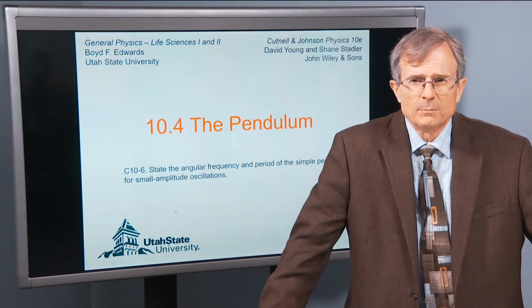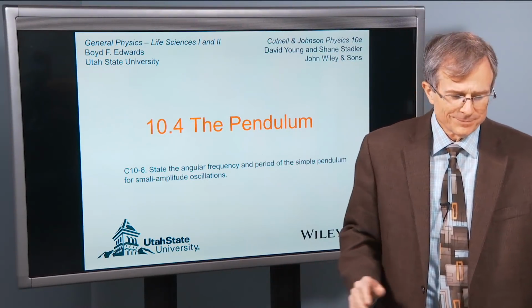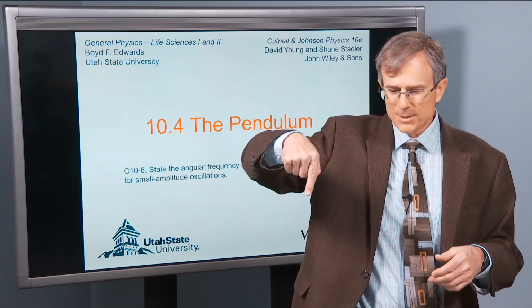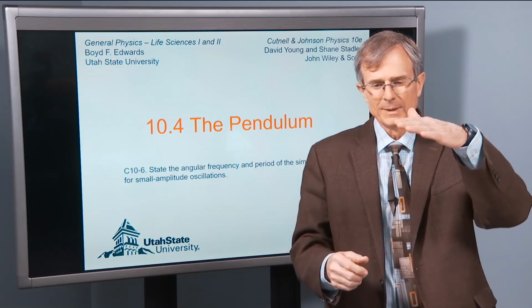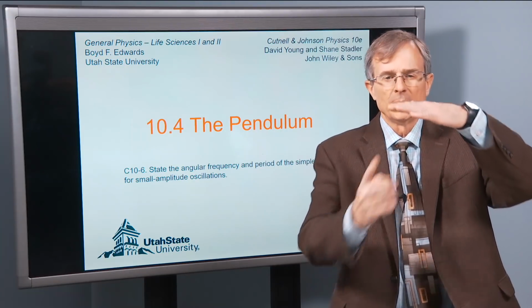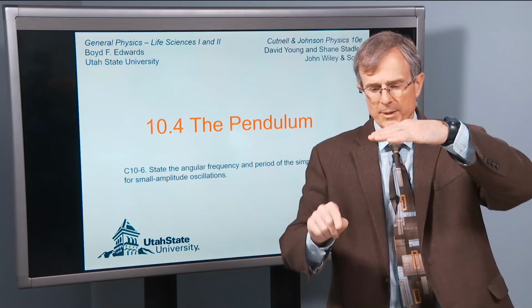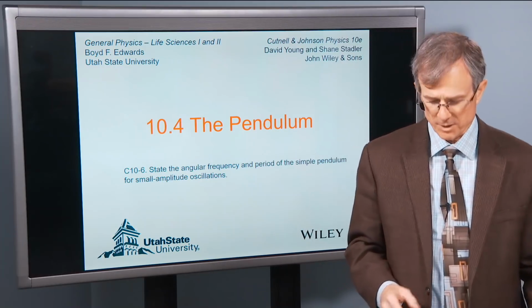Okay, the pendulum is a child on a swing. That's a pendulum motion. Anytime you have a length of string, a rope or whatever, attach it to a fixed point, and then you have something swinging back and forth. That's called the pendulum.